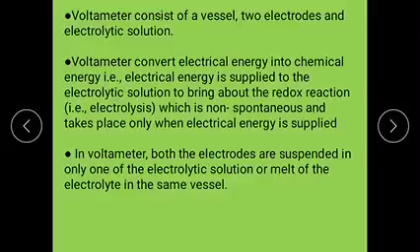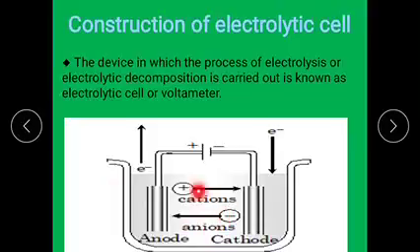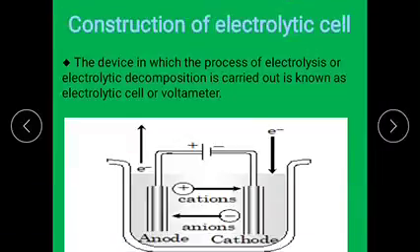In a voltameter, both the electrodes are suspended in only one electrolytic solution or melt of the electrolyte in the same vessel. Let us see the diagram here. Only one electrolytic solution is taken in this vessel, and the electrodes are placed in this one electrolytic solution.